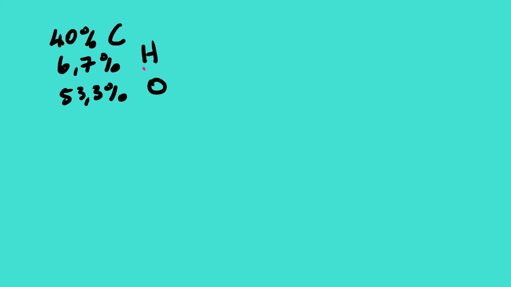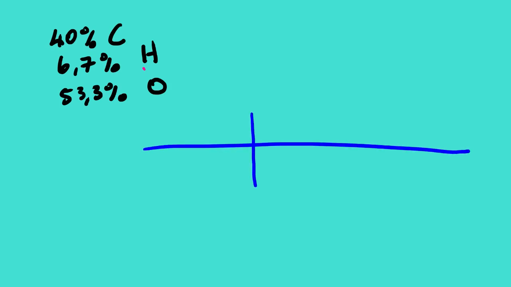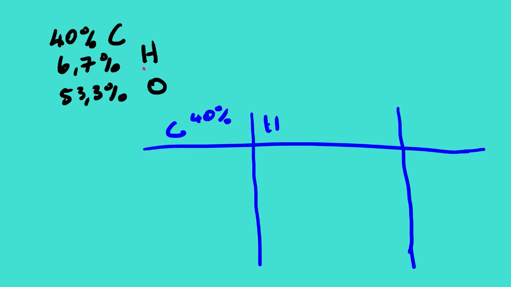Let us look at this example. We have 3 elements in this case. So let us go ahead and draw our table consisting of 3 elements. So we have carbon, which has 40%. We have hydrogen, which has 6.7%. We have oxygen, which has 53.3%. So in this case, we know that the mass of these will be 40 grams, 6.7 grams, and 53.3 grams. Let us go ahead and calculate.